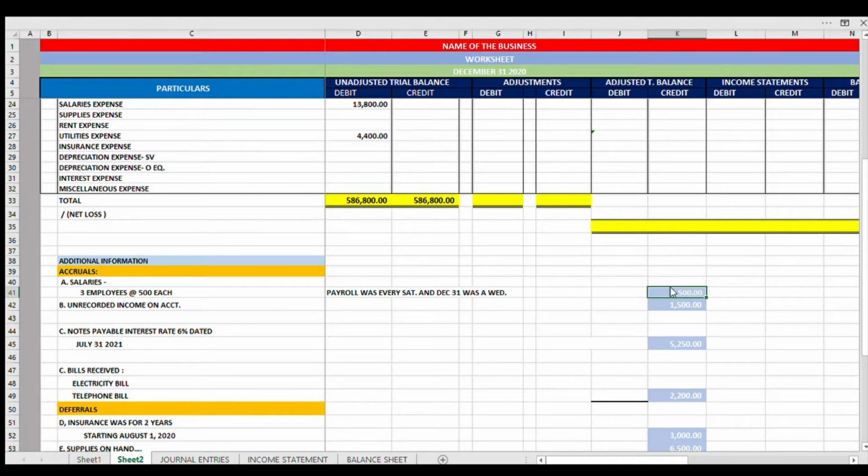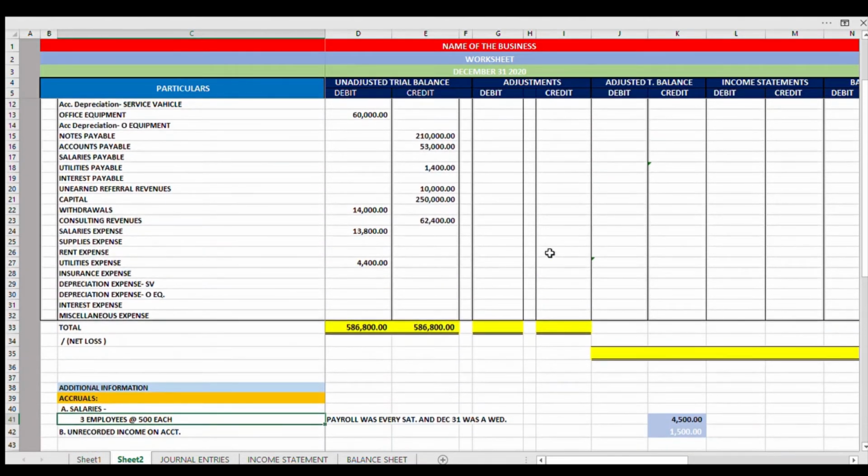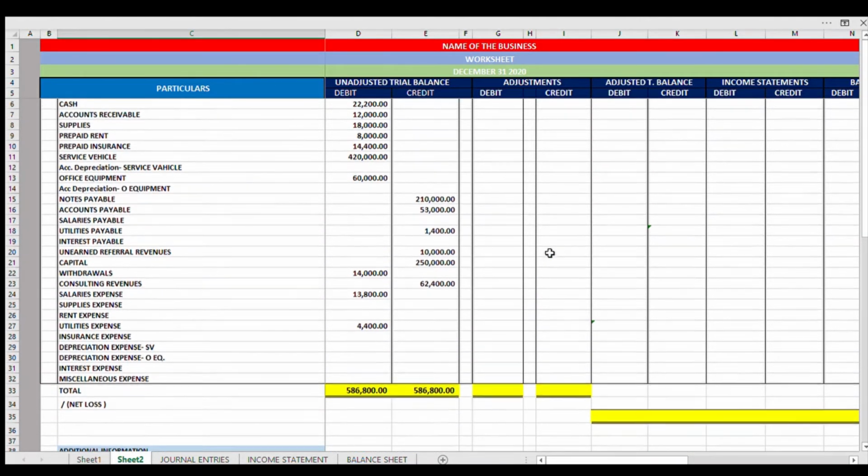Okay? So, based on our computation, it turned out that the amount should be 4,500. That is 500 for each day, and we have 3 days, so 1,500. Then 1,500 multiplied by 3 employees is 4,500. So let us enter this into the worksheet.